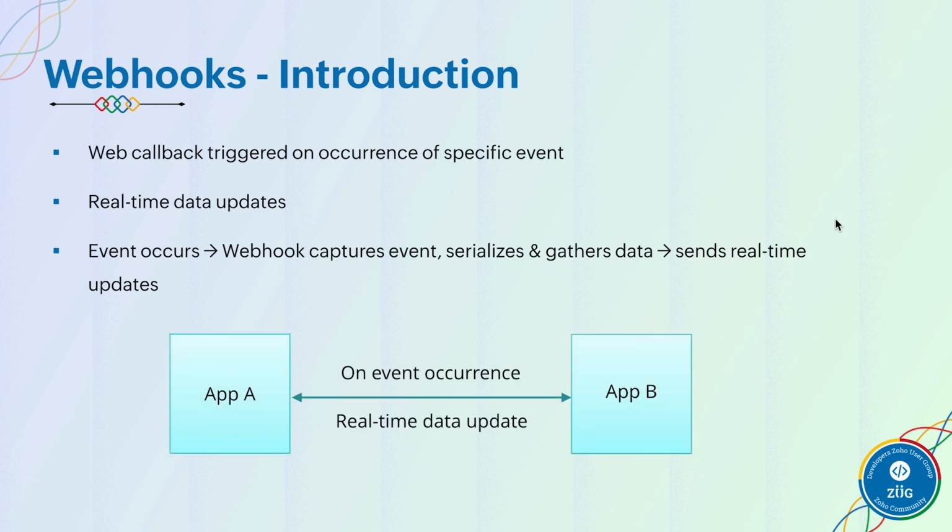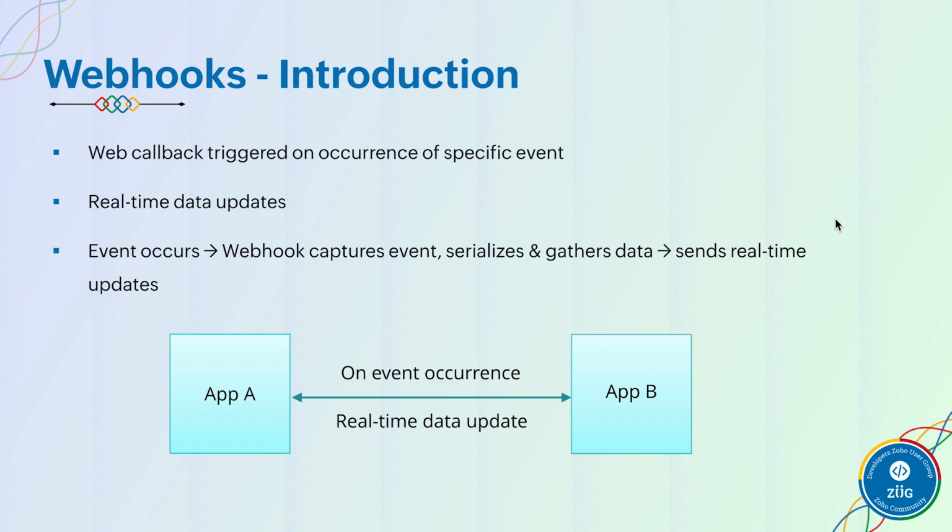If you just take two apps, let's keep it general, say App A and App B, the application where the event is going to occur should have the support for webhook. Only if the application has support for webhook, the webhook can be created in that application and the event on occurrence of which this webhook has to be triggered can be configured. Once that's done, whenever the event occurs, the real-time data will be automatically sent to the other application that it is integrated with.